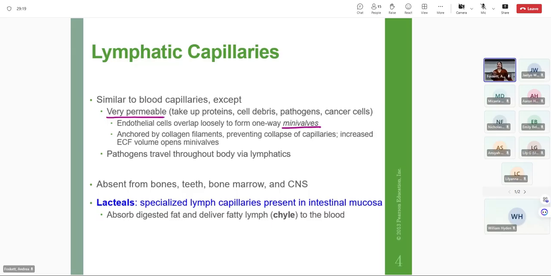Lacteals are specialized lymphatic capillaries within the duodenum, specifically of the small intestine, and they're going to play a role with absorption of lipids. We're talking fatty acids and other nutrients after they've been digested down. So I'll come back and talk about this with the digestive system, which is not this unit, but the next unit. And then we're going to talk about how they form something called chyle. So keep that aside for right now, but that's a very specialized lymphatic capillary.